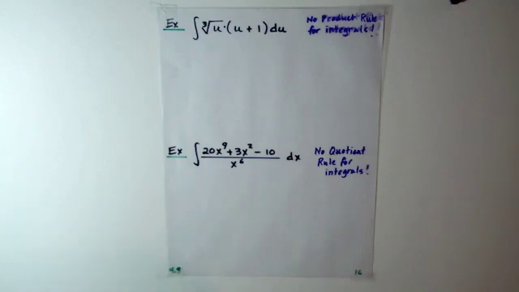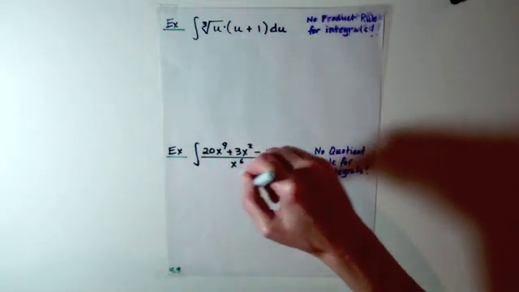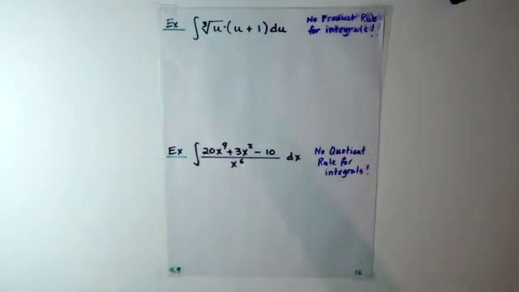So pause the video and think about these two problems. See if you can find a way around the fact that this is a product and this is a quotient, and we have no product or quotient rule for integrals. See if you can do them. If you get stuck, just start the video and we will go through it together.